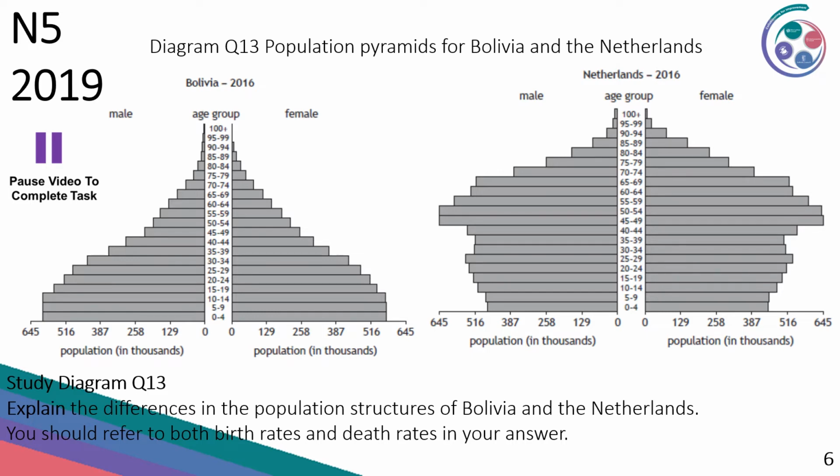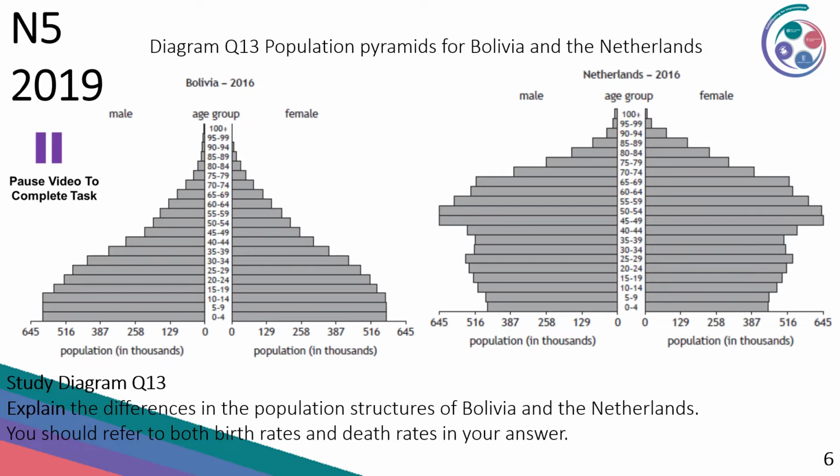So here we've got two population pyramids, and you can see that Bolivia is on the left. It's got a much wider base in comparison to the rest of its pyramid. The base is the widest part of the pyramid. That indicates it's got a high birth rate, and then there's a tapered side that looks a bit like a pyramid, but that means it's got a high death rate.